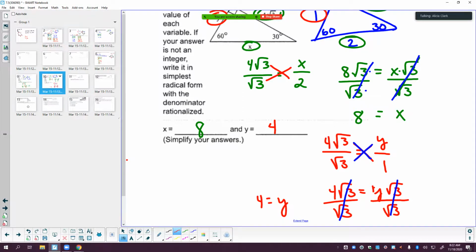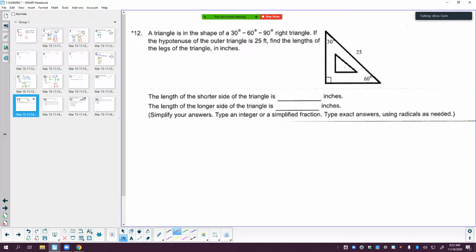Okay. We're going to skip to this question. It says a triangle is in the shape of a 30, 60, 90. If the hypotenuse of the outer triangle is 25 feet, find the lengths of the legs in inches. The thing that you have to pay attention to here is the 25 is in feet, but they want the answer in inches. So whenever you're finding your answer, you're going to find it in feet, but you have to remember how to convert it to inches.